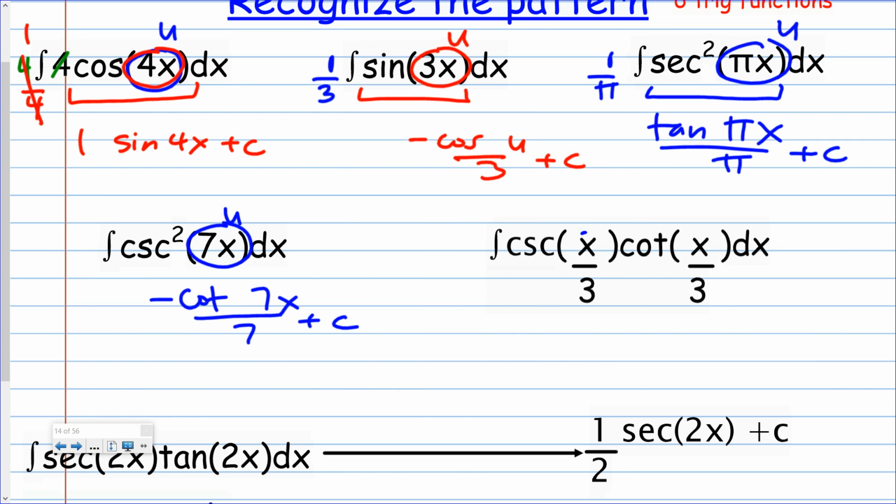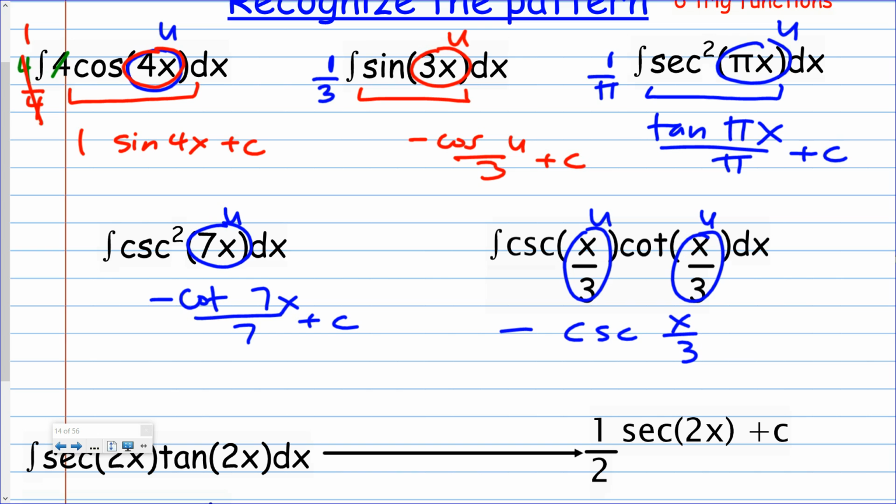All right, let's look at this one. This one's a little bit harder because there are actually 2 u's. If you make this your u, and they have to be the same, is this on my pink sheet? Yes, this is on my pink sheet. So guys, what's the integral of cosecant u cotangent u? Negative cosecant u. So you just copy your u.